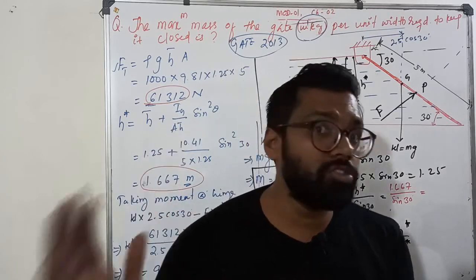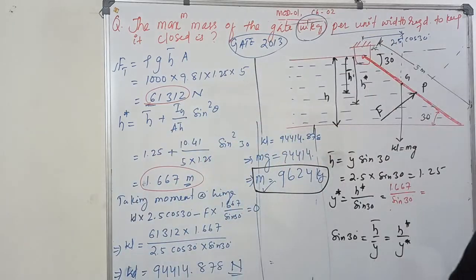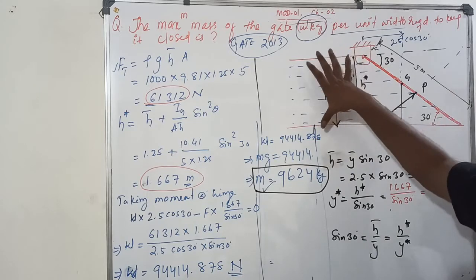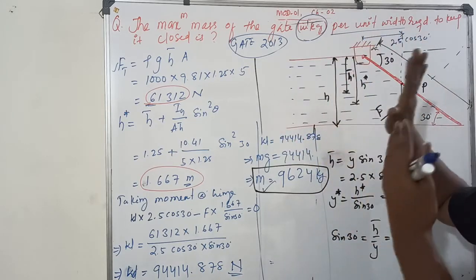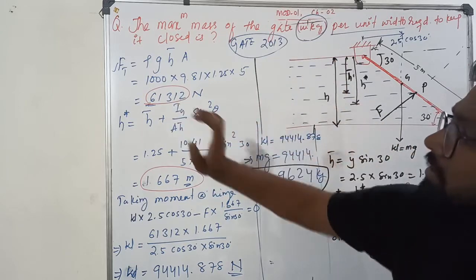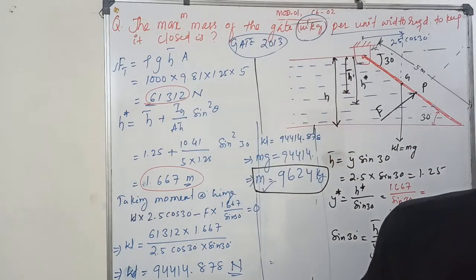The material. You have to use such a material which has a maximum mass of 9624 kg, in order to support or block the hydrostatic pressure of 61312 Newton. I hope you got it.